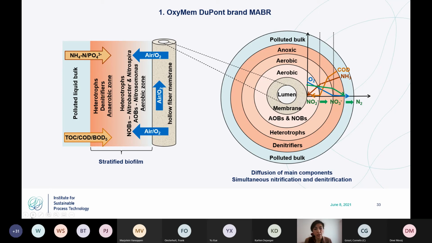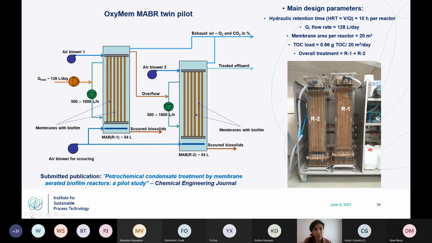Also, because of the countercurrent supply of oxygen and pollutants, a stratified biofilm can develop, and simultaneous nitrification-denitrification. Last but not least, the bubble-less aeration also minimizes the stripping of volatile organic carbons, which is very crucial for the treatment of petrochemical streams. Next slide, please.